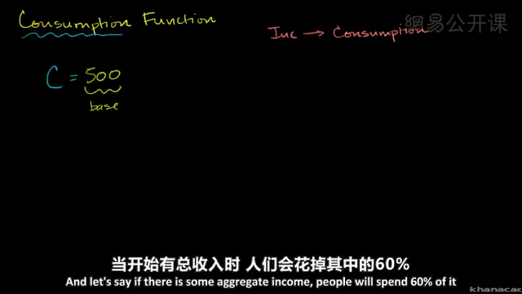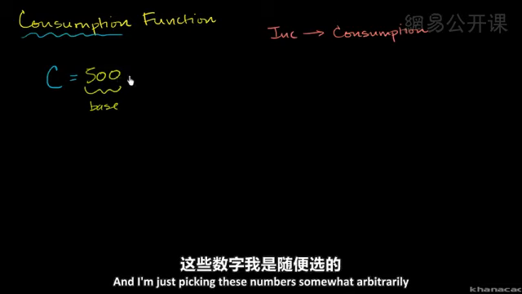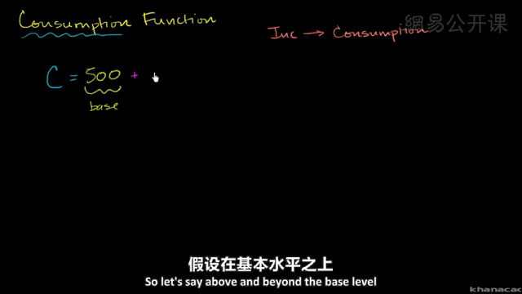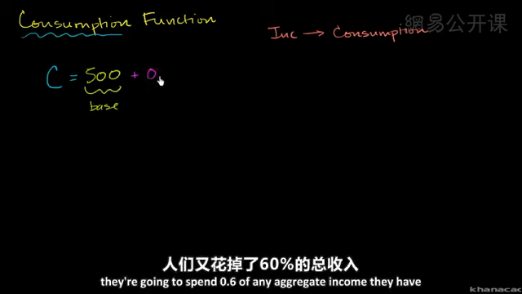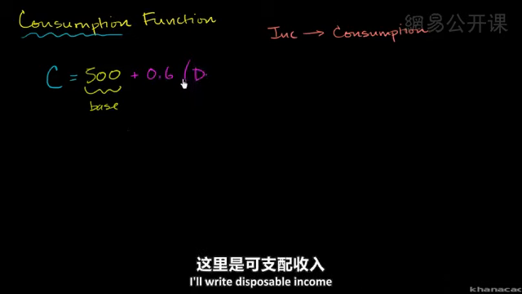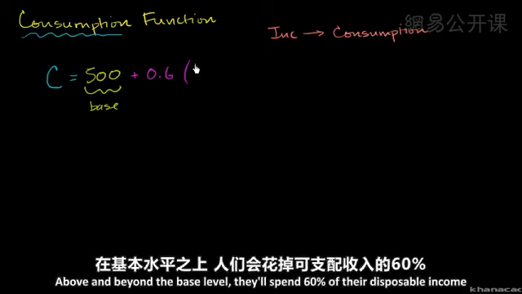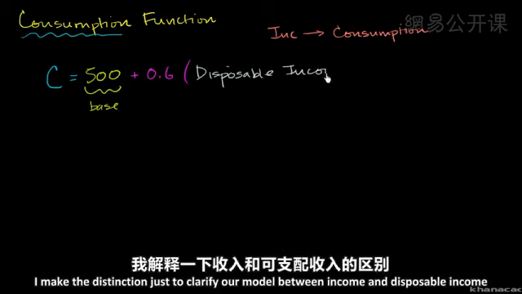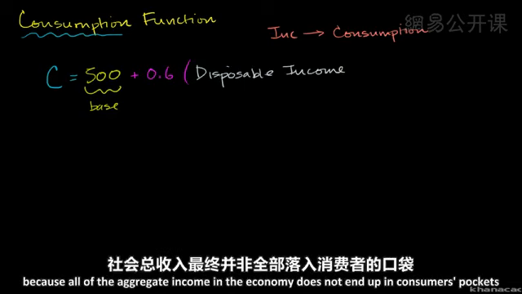And then let's say if there is some aggregate income, people will spend 60% of it. And I'm just picking these numbers somewhat arbitrarily. So let's say if there's some above and beyond the base level, they're going to spend 0.6 of any aggregate income they have. And actually, to be a little bit more particular, I'll write not just income, I'll write disposable income. They will, above and beyond the base level, spend 60% of their disposable income.